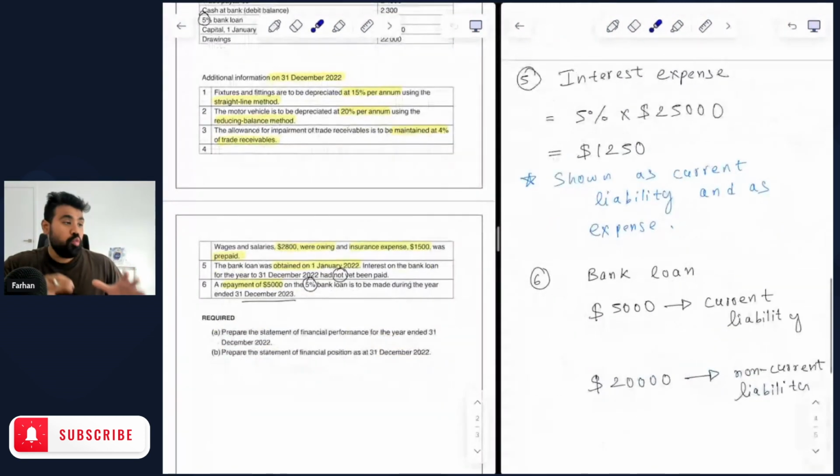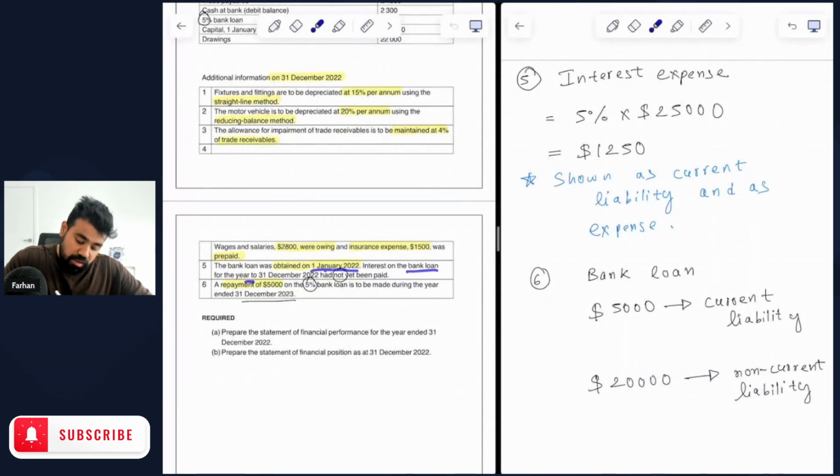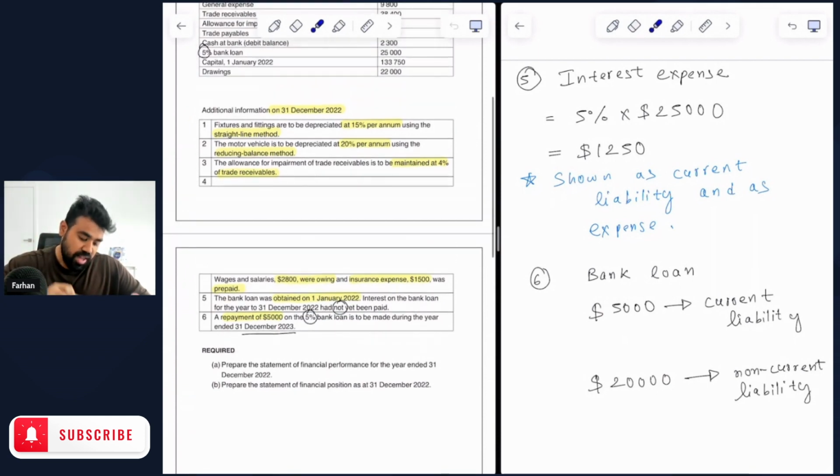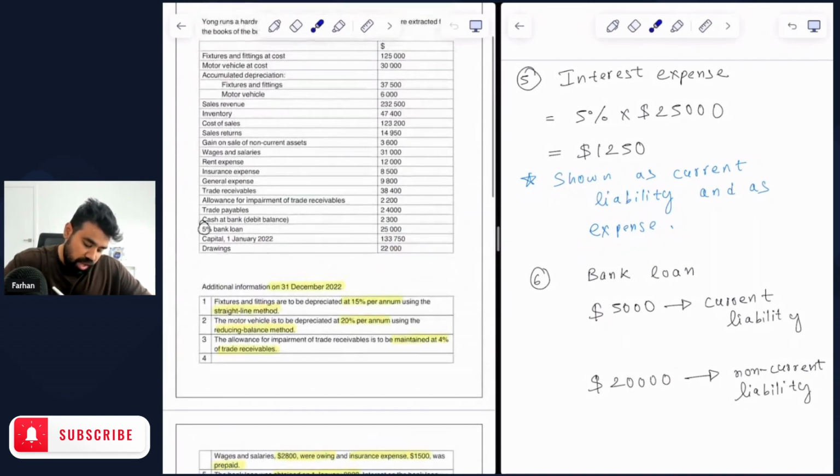The bank loan was obtained on 1st of January 2022. Interest on the bank loan for the year to 31 December 2022 had not yet been paid. So what we can understand is that at the very beginning of the year, Young took a loan from the bank. And if you check the table that's given to us, you can see the amount for the bank loan was $25,000. So that is how much Young has borrowed.